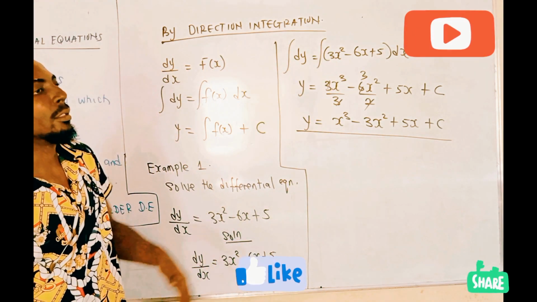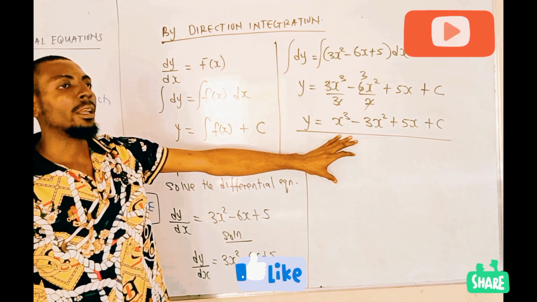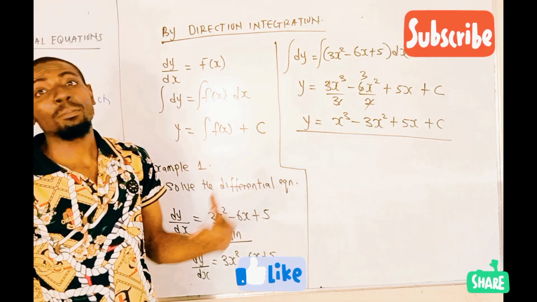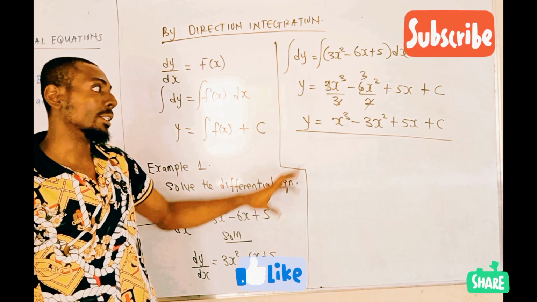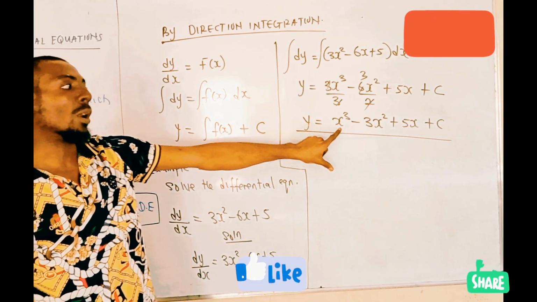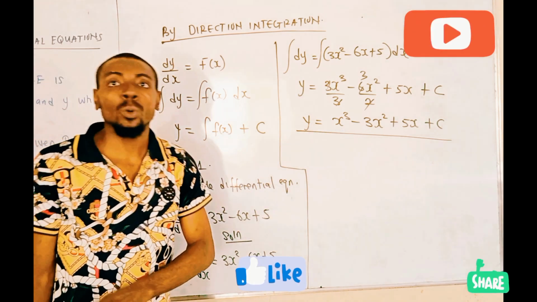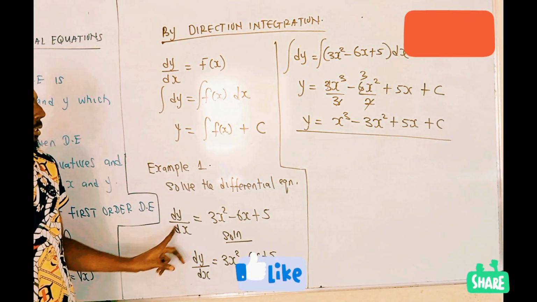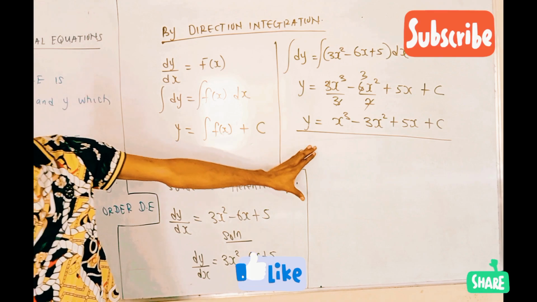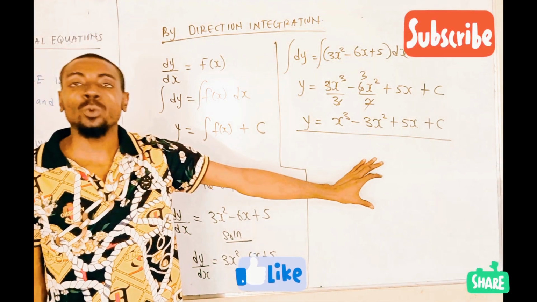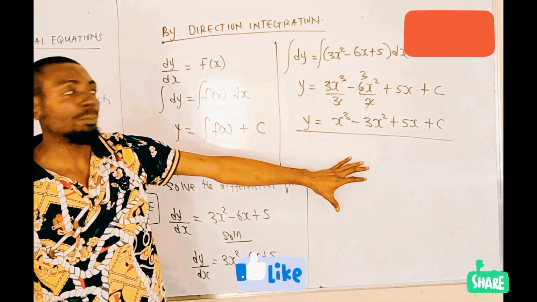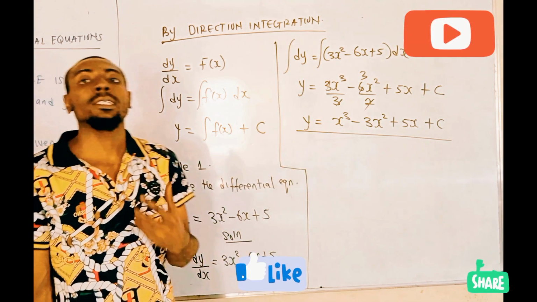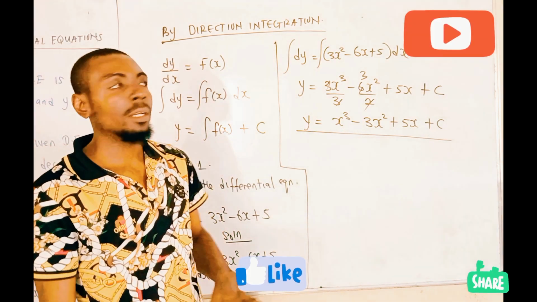So this is the final answer. This is the solution which is independent of derivative. As you can see, we have the relationship between x and y, and there is no derivative, meaning the derivative that was in the question has been eliminated. So this is the solution which is only the relationship between x and y, independent of the derivative.